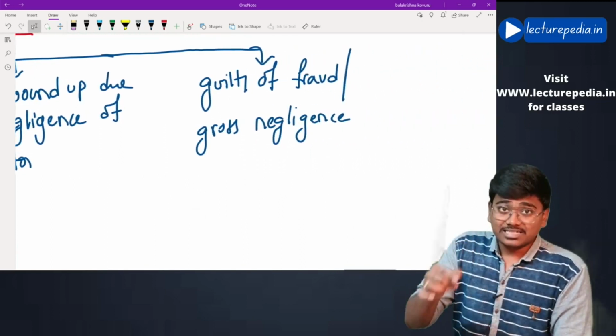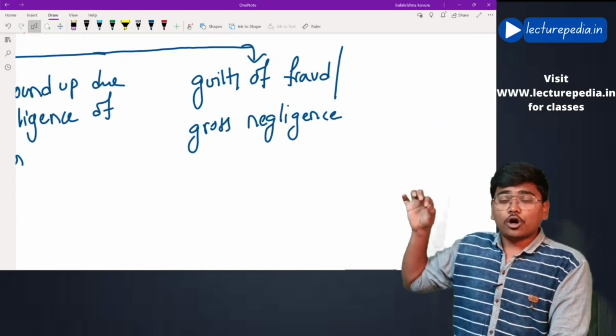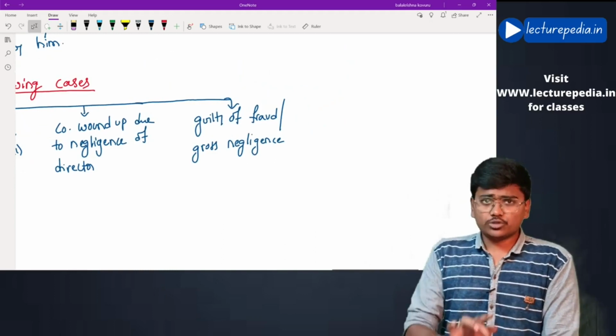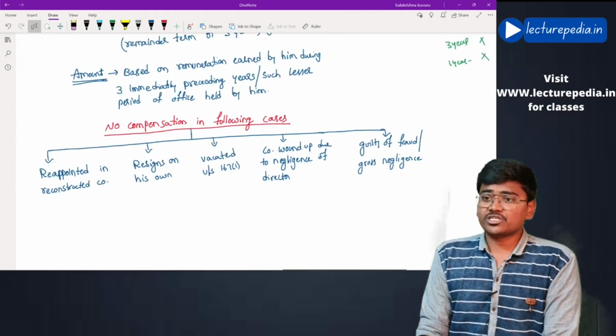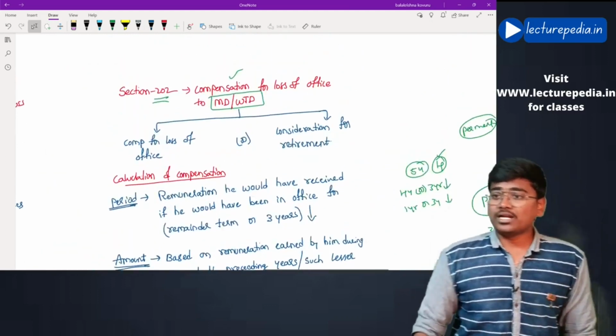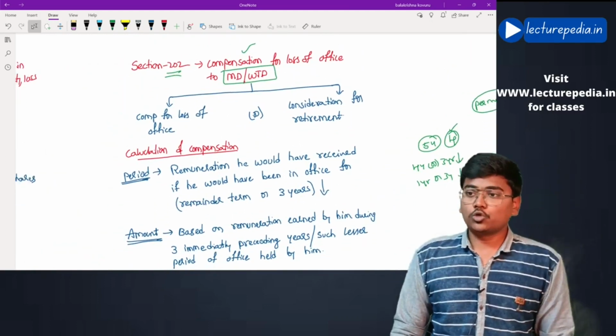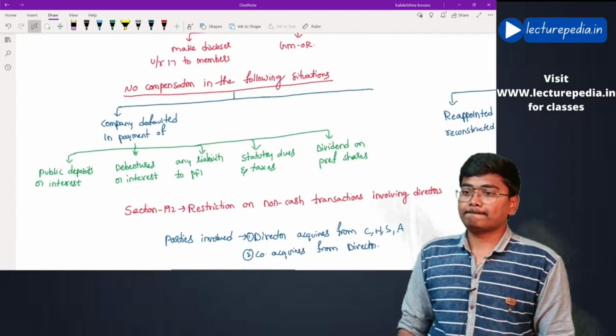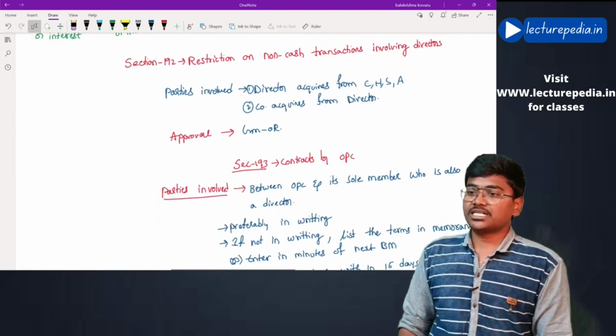And if the director is guilty of fraud or gross negligence in performing his duties, even to such type of director no compensation will be given by the company. By this, section number 202 will be completed. Here we have discussed 191. Next, section number 192.